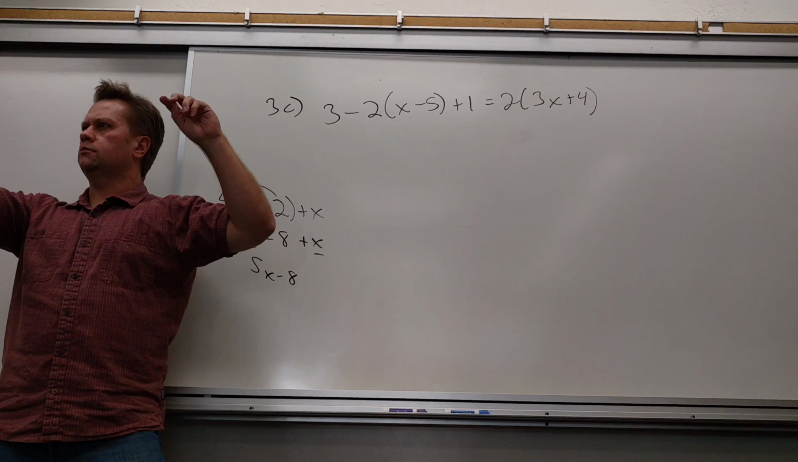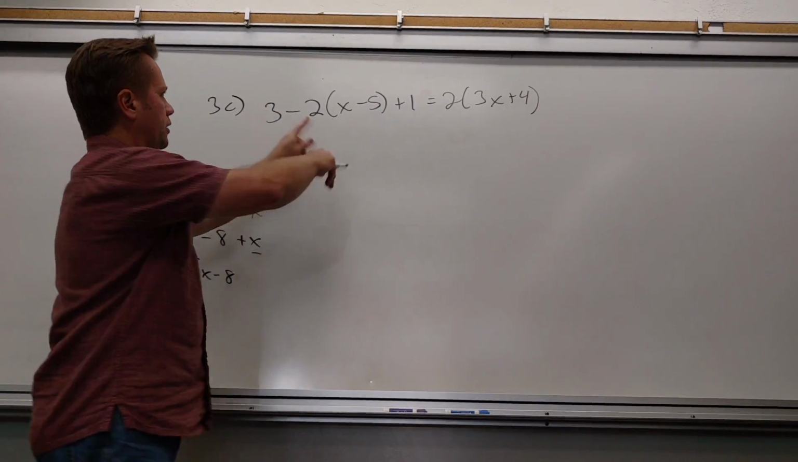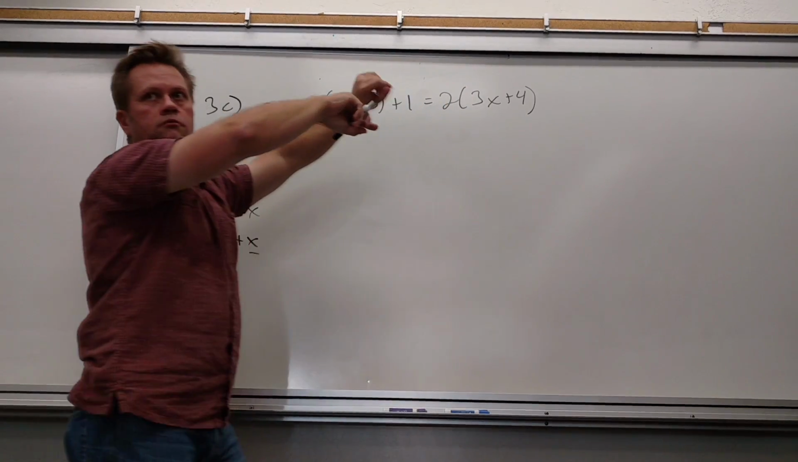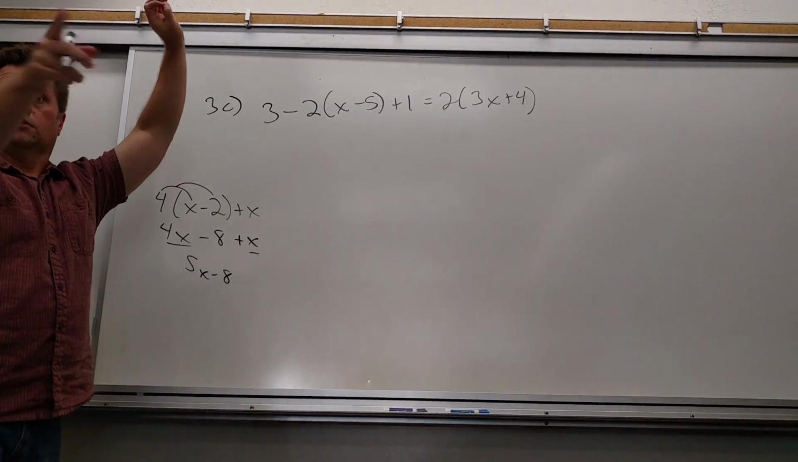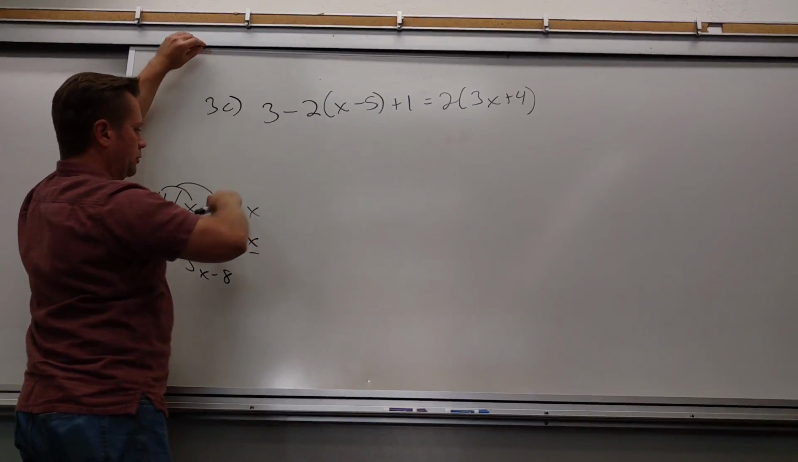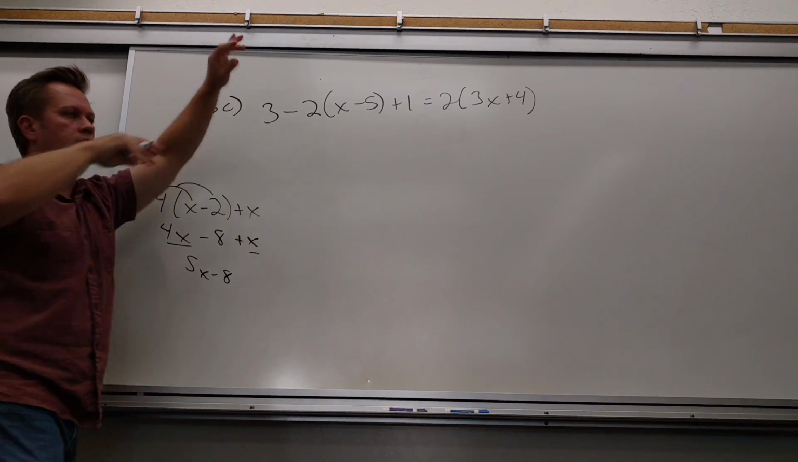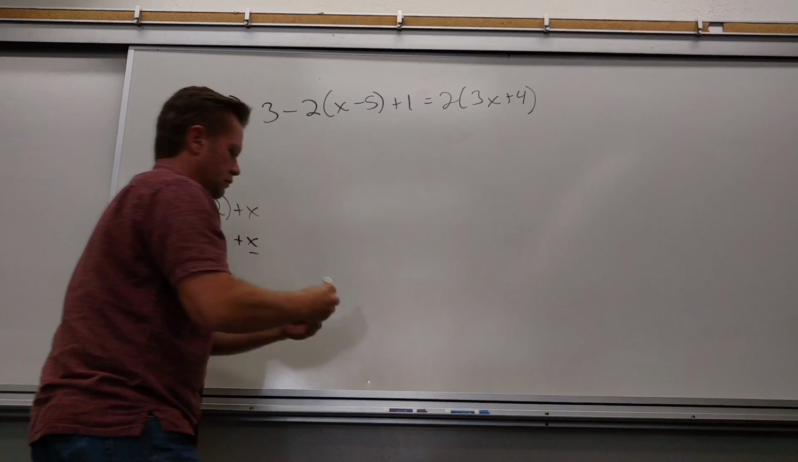So what would I do on this side? So you cover this side up. What do I do here? Yeah. So I got to distribute first. Almost always you distribute first. So you free everybody up. So you bring the negative 2 in.